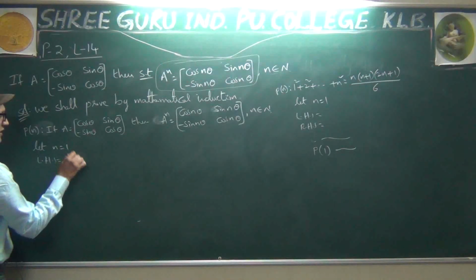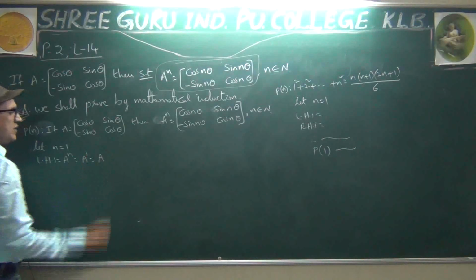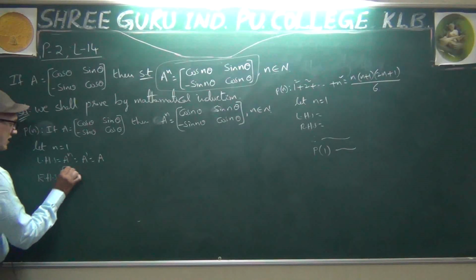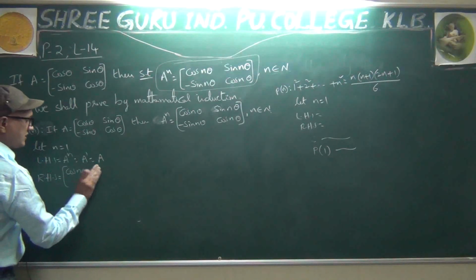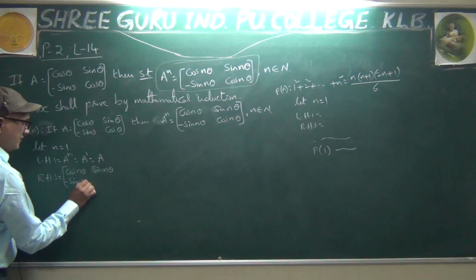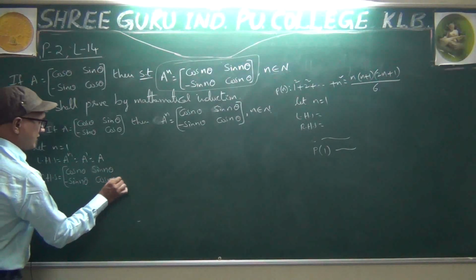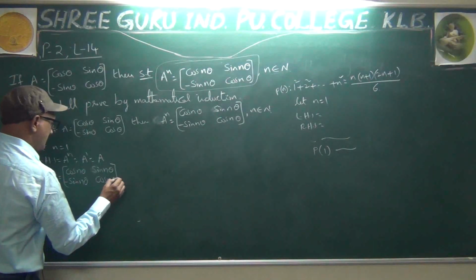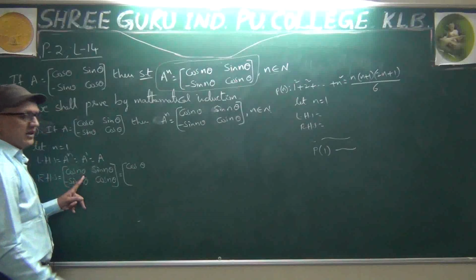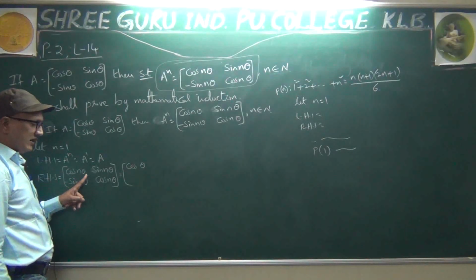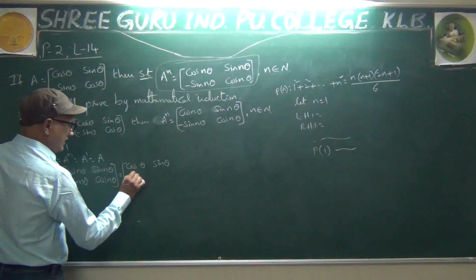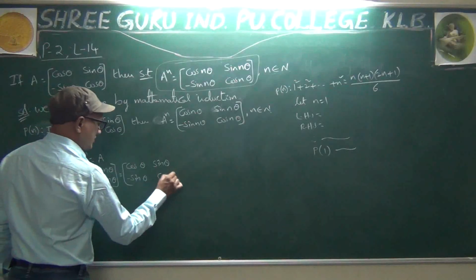LHS: A power n. In place of n put 1. A power 1 is nothing but A. RHS: what is RHS? Cos n theta, sin n theta, minus sin n theta, cos n theta. Put n equal to 1. In place of n we are putting 1. Cos 1 theta is nothing but cos theta. Sin 1 theta, sin theta. Minus sin theta, cos theta.